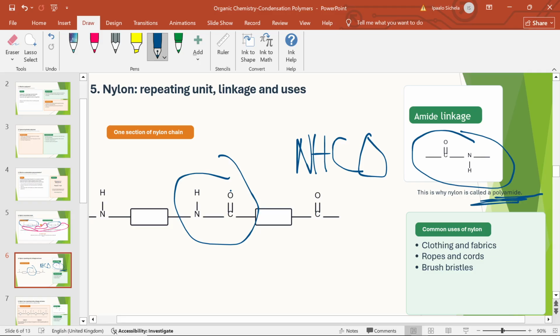So now, what are the common uses of nylon? What can we use nylon for? It is used in making clothing and fabrics, making ropes and cords. It's also used for making bristles for brushes.